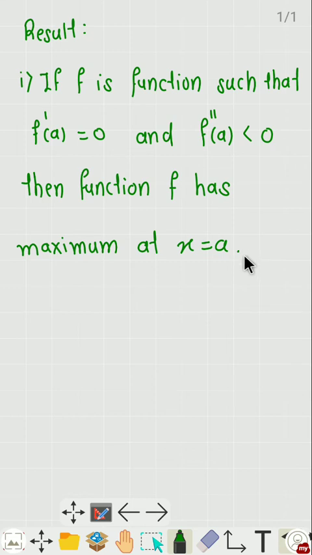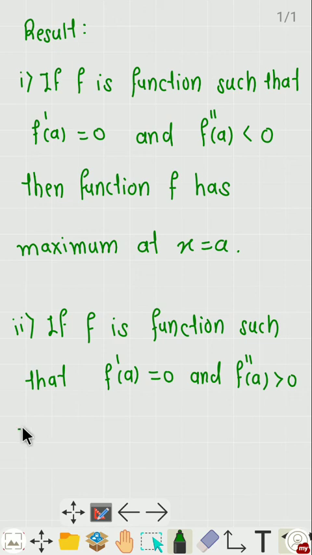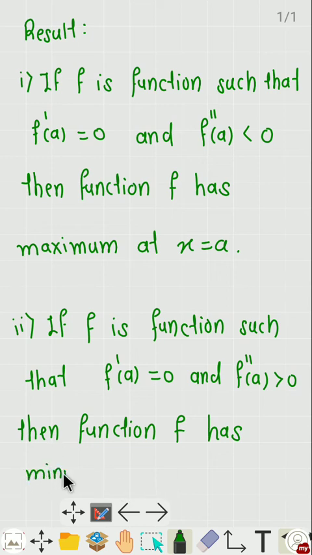Similarly, the second result: if f is a function such that f dash at a is equal to 0 and f double dash at a is greater than 0, then function f has a minimum at x is equal to a.